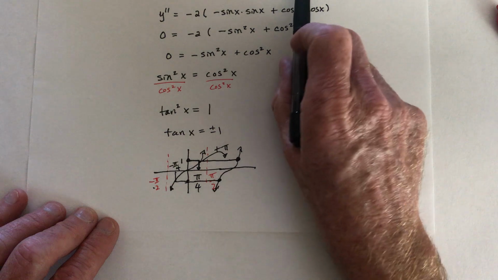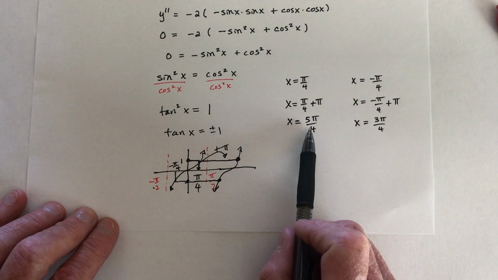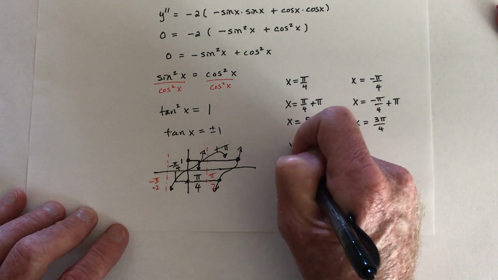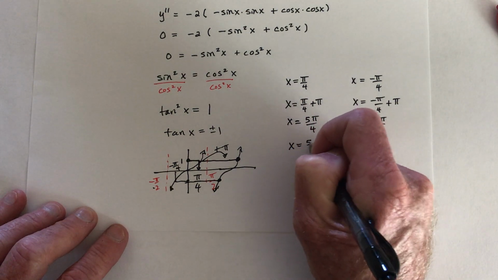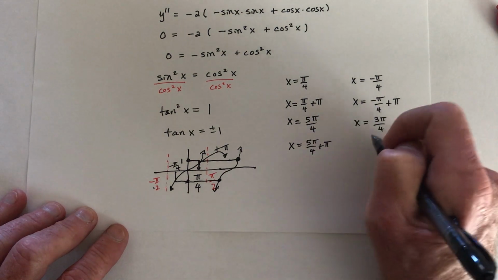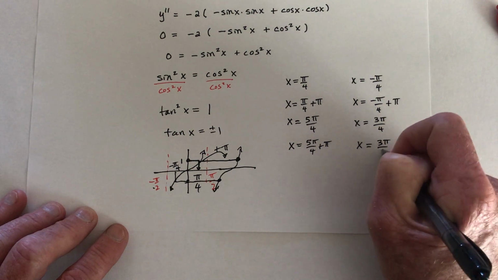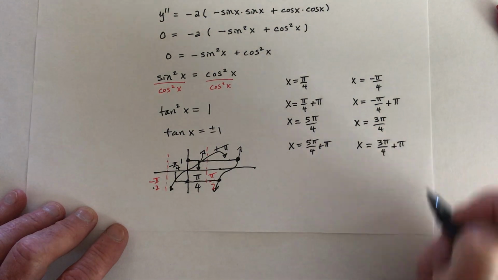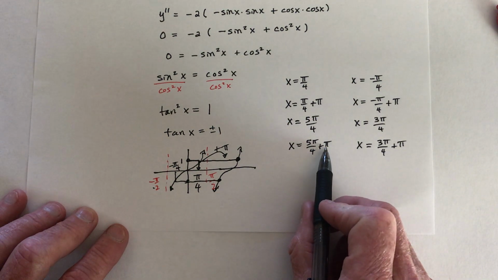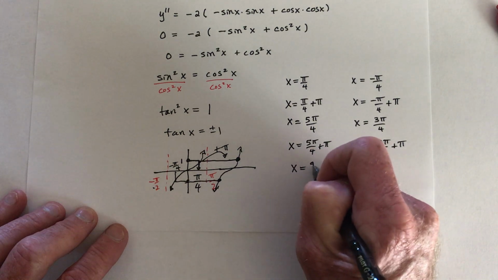So let's see, I'm supposed to go all the way out to 2 pi. So this is only 1 1/4 pi's. So I think I still need to keep going. So I'll add another pi. So take 5 pi over 4 and add another pi. Take 3 pi over 4 and add another pi. So this would be 4 pi over 4 plus 5 pi over 4. That's 9 pi over 4.